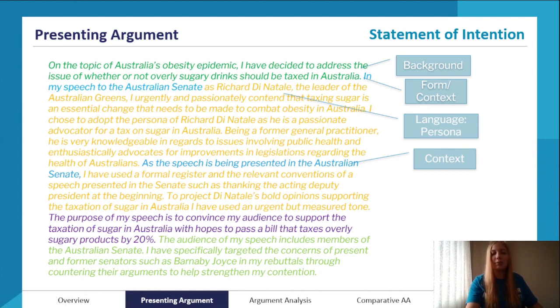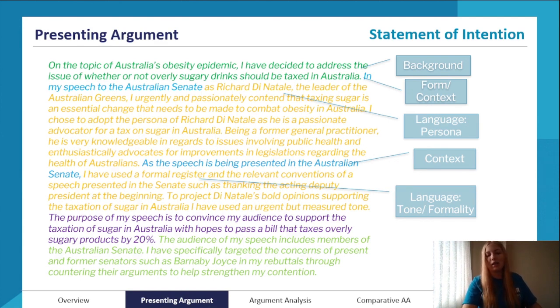Introducing that context again, as the speech is being presented in the Australian Senate, and more information about language, the tone for the piece, and the register. "I've used the formal register because it's being presented in the Australian Senate." So notice how persona can influence a lot of our authorial choices. And the relevant conventions of a speech presented in the Senate, such as thanking the acting deputy president at the beginning. So again, reflected in the language choices, our persona. "To project Di Natale's bold opinions supporting the taxation of sugar in Australia, I have used an urgent but measured tone."